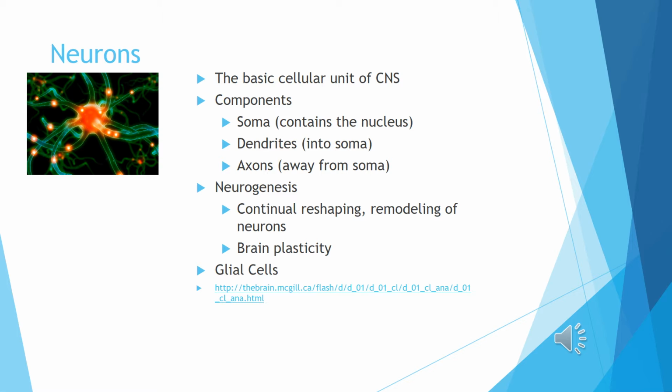And finally, all of this change and ability to develop is called brain plasticity. And finally, the glial cells, I compare them to the packing peanuts you get in a package that protect things. So glial cells are there to protect the neurons. Please continue to use the brain at McGill to explore these concepts.